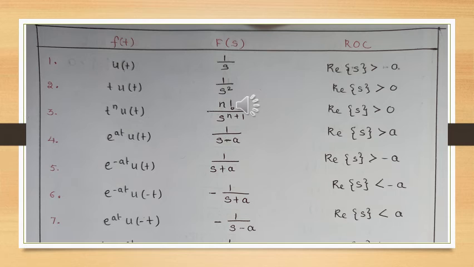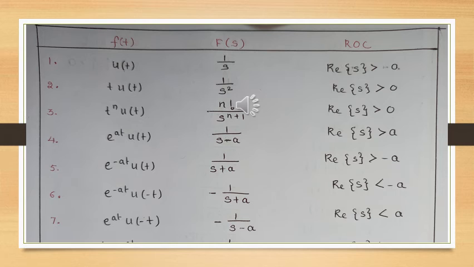Fourth signal is e raised to at u of t. Laplace transform of this signal is 1 divided by s minus a. E raised to at is a growing exponential signal. So in order to find the pole, we need to equate the denominator s minus a to 0. So we get a pole equal to a. Since e raised to at is multiplied with a right-sided signal u of t, we get ROC equal to real of s greater than a.